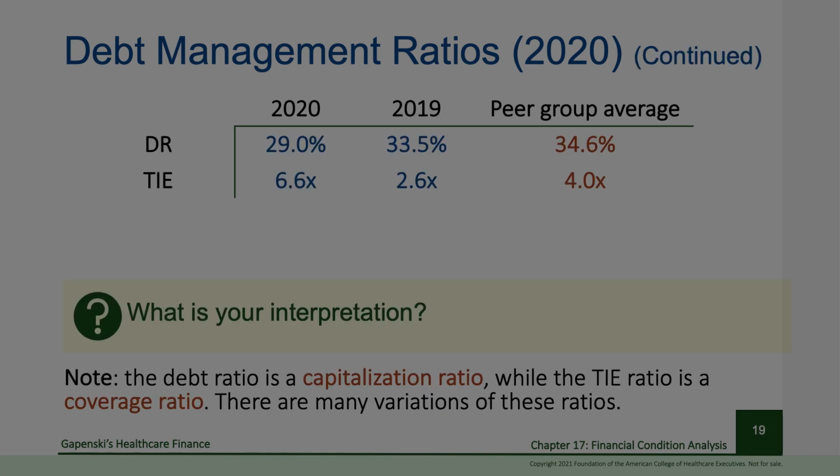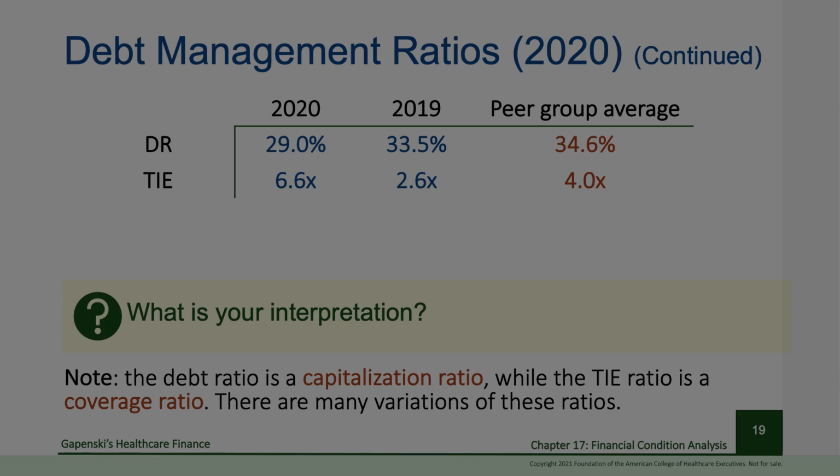Debt management ratio is the next one, and that is debt ratio. Riverside uses less debt than the average hospital. As you can see, the comparison is given here. The debt ratio is a capitalization ratio, while the times interest earned ratio is a coverage ratio. There are many variations of these ratios.